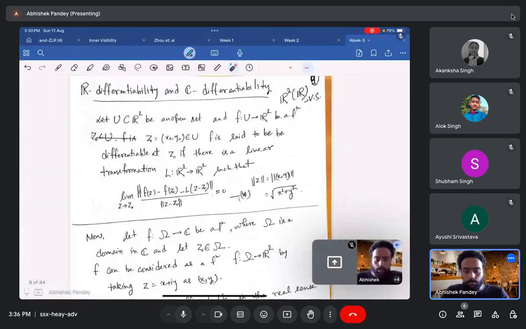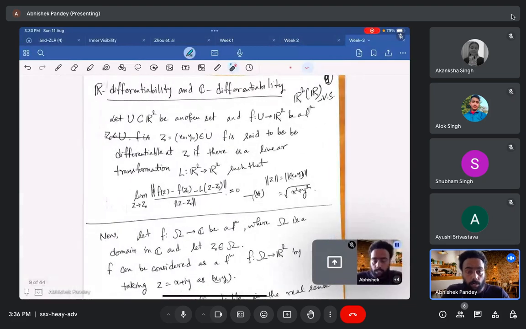Okay. So for this, we just need to recall what we mean by a differentiable function in R2. Let U be an open set in R2 and f from U to R2 be a function. f is said to be differentiable at z naught. Just recall the definition of differentiability in several real variables.